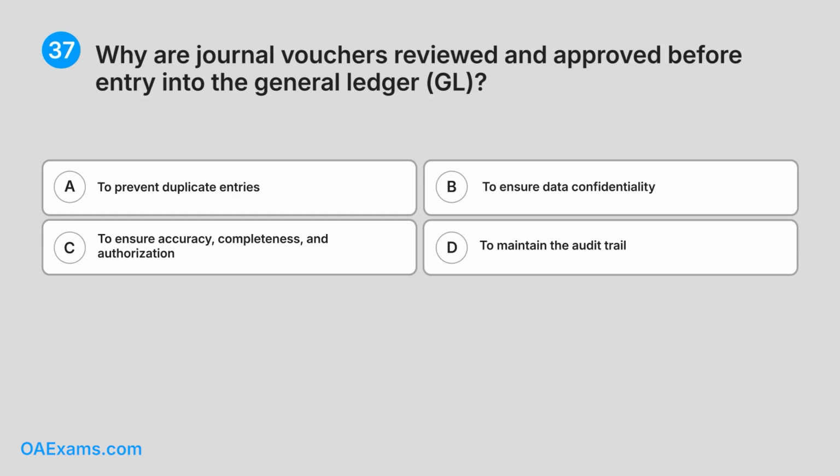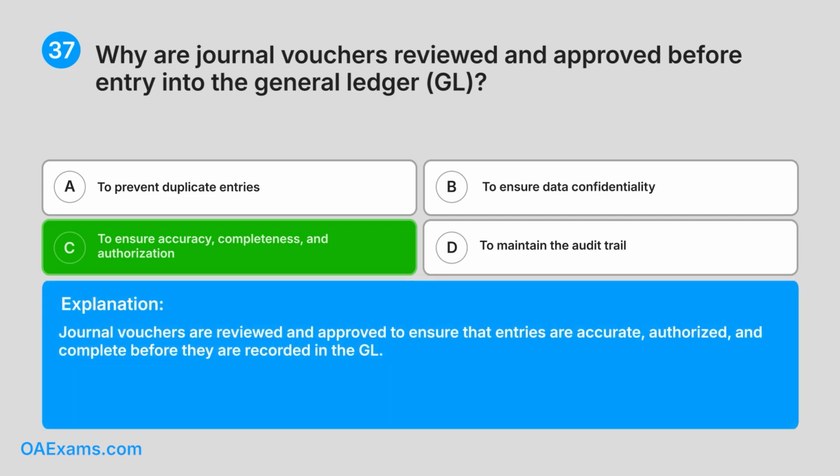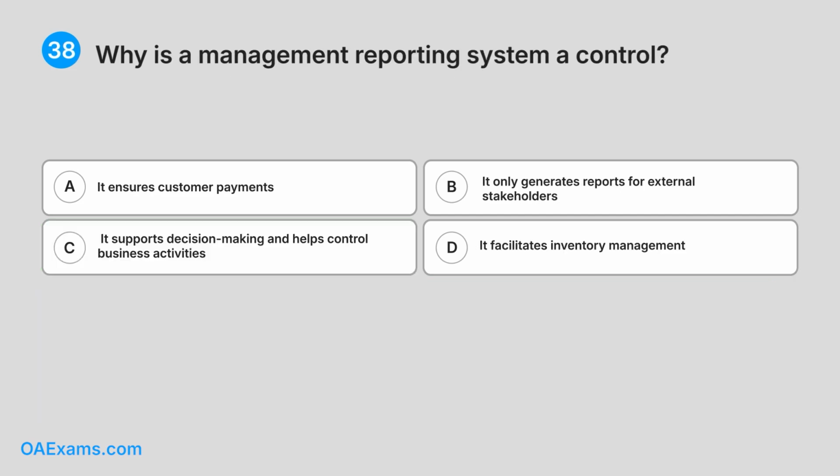Correct answer. C. To ensure accuracy, completeness, and authorization. Explanation. Journal vouchers are reviewed and approved to ensure that entries are accurate, authorized, and complete before they are recorded in the GL.